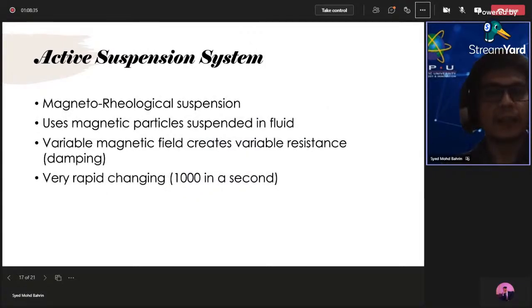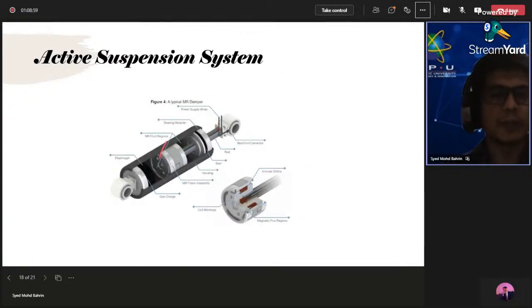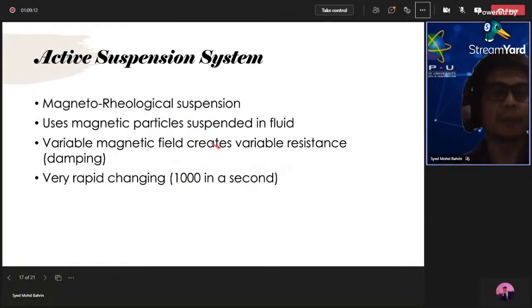The next type of active suspension system, one of the popular ones, is the Magneto-Rheological suspension, or Magneto-Rheological shock absorber. Okay, so what happens is the original shock absorber is replaced by a Magneto-Rheological shock absorber, and let me show you the figure. So this is the shock absorber. In the normal shock absorber, we have a piston inside here, and inside here we have an oil-like substance. This oil is replaced by magnetic particles suspended in fluid.